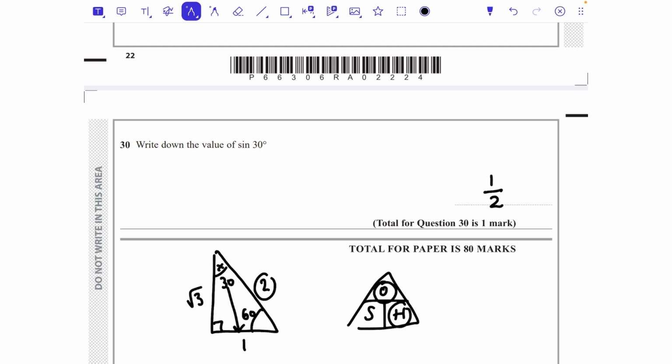Now they are very difficult to remember for the foundation paper, so if in doubt, guess a half, guess root 3 over 2, but definitely make sure you write something. But yeah, really tricky. Look at exact values to find out a little bit more about that.